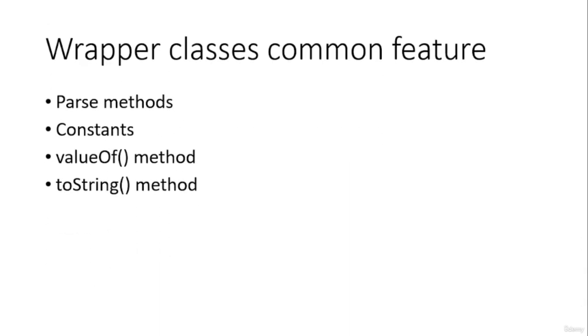Next we will discuss some of the common methods available in the wrapper classes. The first one is the parse method. Parse followed by the type name is the method name. For example, for double it will be Double.parseDouble. It will parse the particular string into the primitive data type, and like that it helps to parse the string.